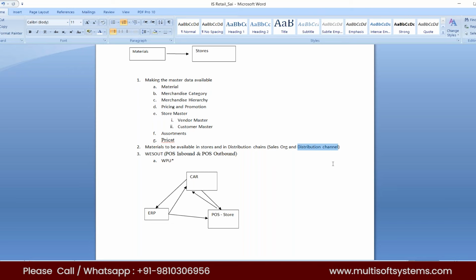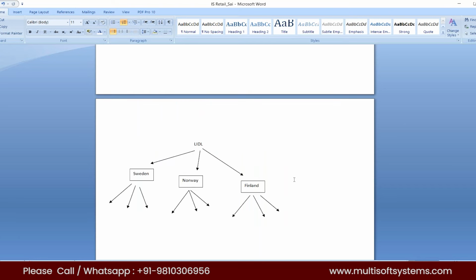Again, I'm talking only about the retail aspects now. There could be a few other companies dealing with other distribution channel information, but on a higher level I'm telling you this information. So the combination of your sales org and distribution channel is what determines the distribution chain. Whatever example I have told right now, I was assuming that Lidl has store sales only in these countries. It can also have online sales, and in that case, we will have one more layer. So multiple distribution channels.